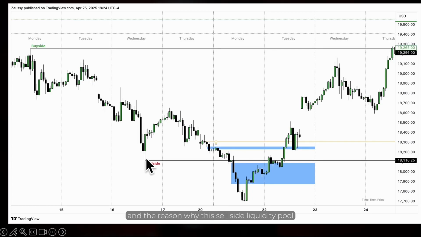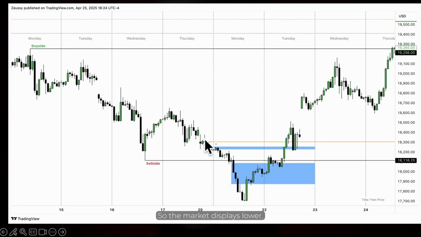And the reason why this sales liquidity pool is important is due to the fact that it formed right in advance of a key level. Pay attention to 18,000 right here. What I would like to see is that when we open up for this week, the weekly open is represented by this orange line right here.